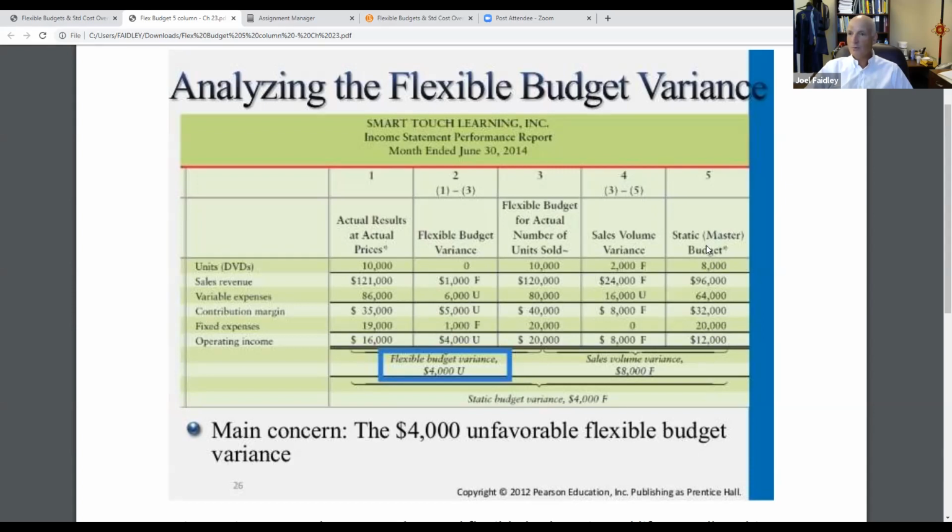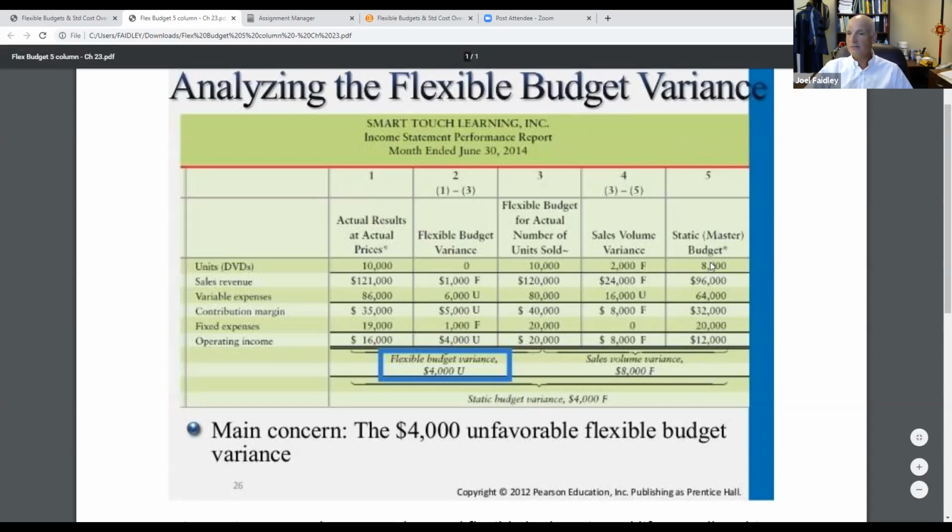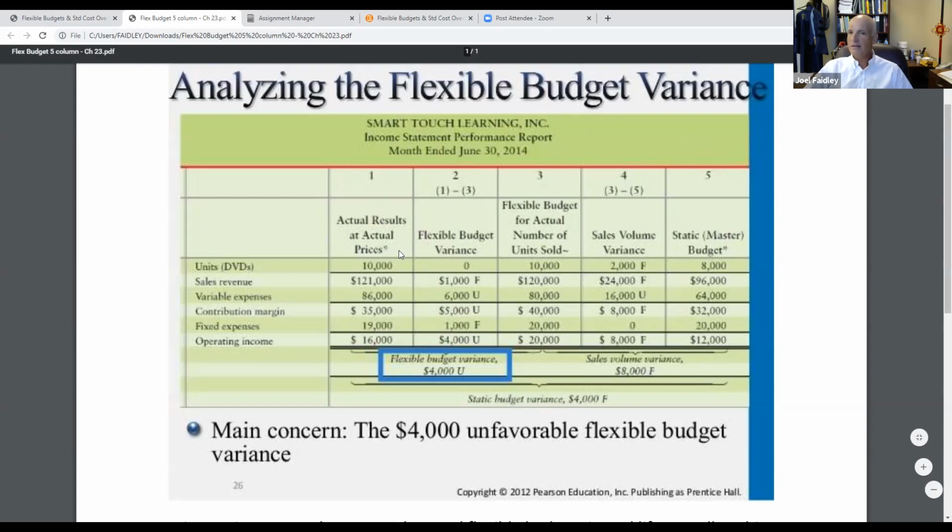But what happens if we go to column 1 and our actual results, meaning after the month is over? This is a 1-month analysis. After the month is over, what if we sold 10,000? That's 25% more, isn't it? 10,000 divided by 8,000. We sold 25% more than we planned. And so what would my budget have been?